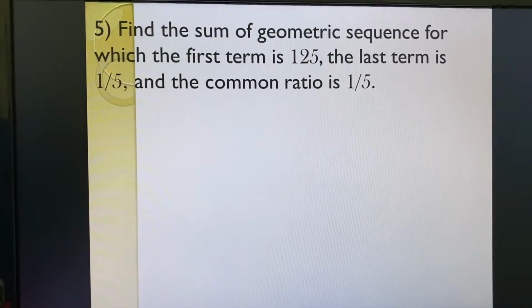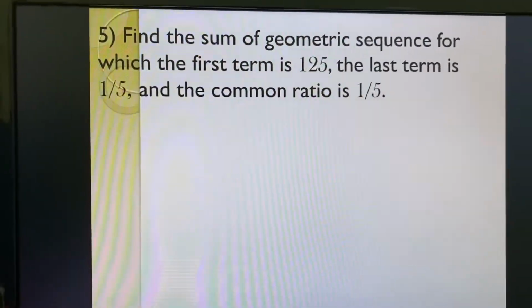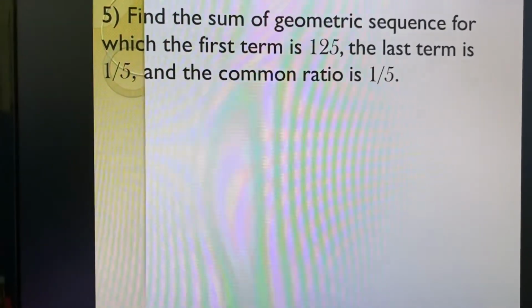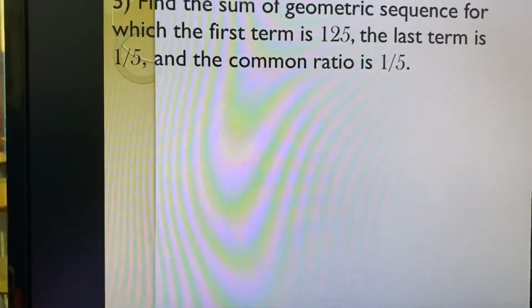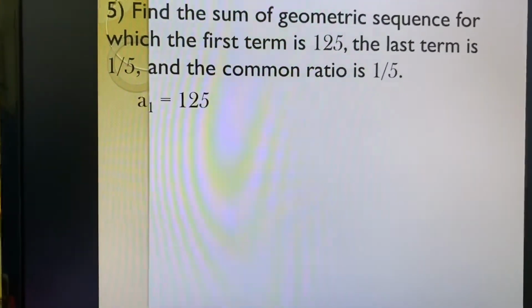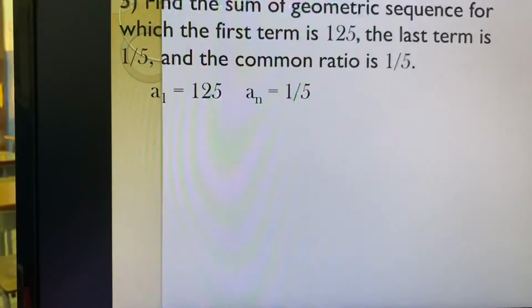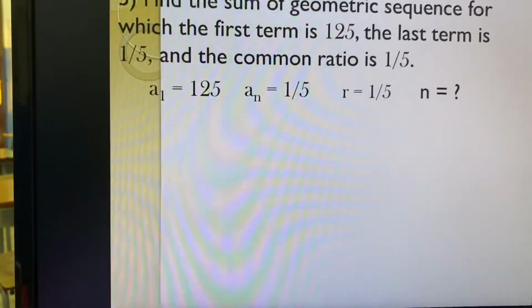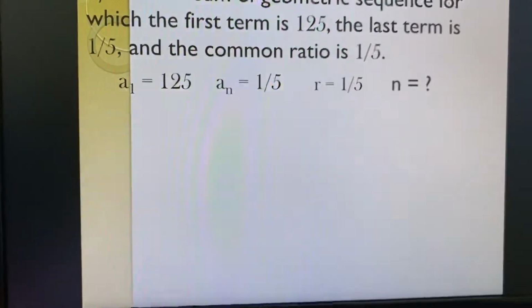Number 5, the last question about geometric series. Find the sum of the geometric sequence for which the first term is 125, the last term is 1 over 5, and the common ratio is 1 over 5. Now, a sub 1 is equal to 125. a sub n, the last term, equals 1 over 5. r equals 1 over 5 also. Then n is the unknown. So we're looking first for the number of terms here.